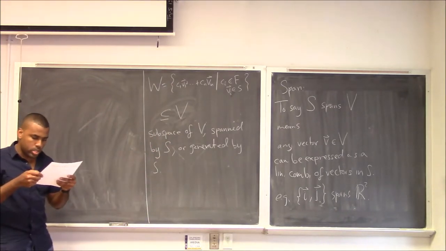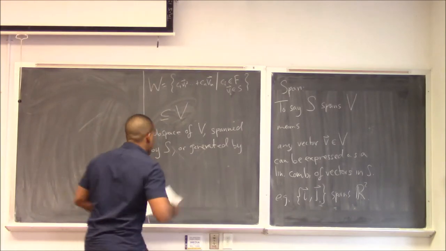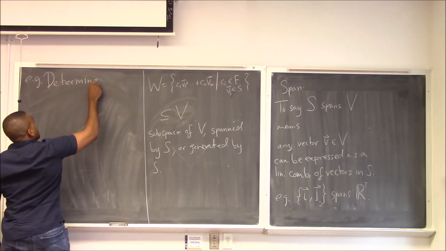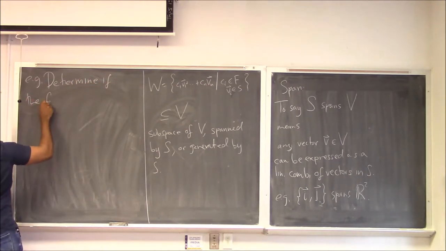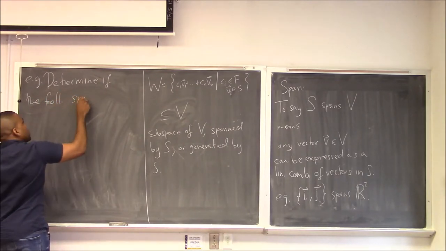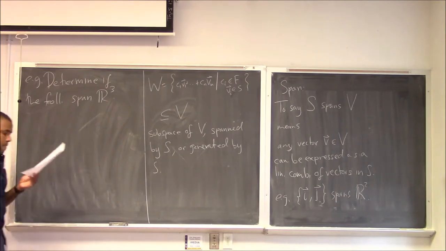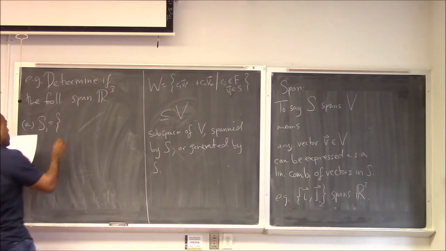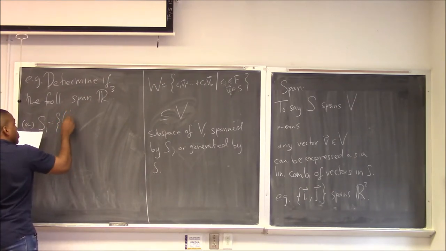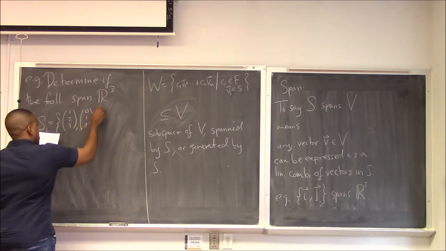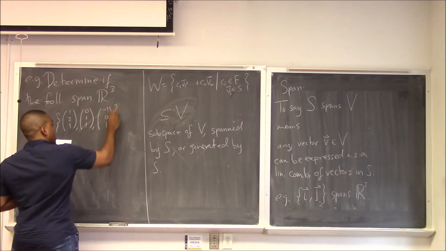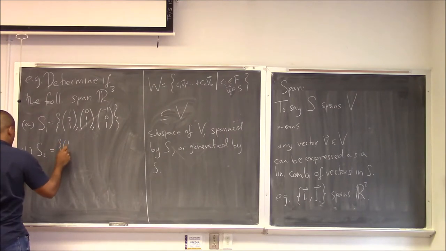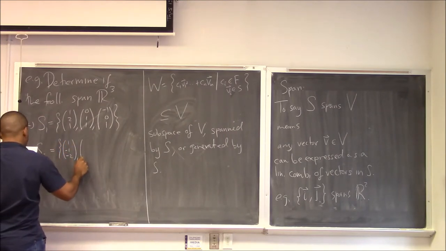Let's actually do an example. I think you have homework ones out like this. Determine if the following span. Here's my set S1, the vectors (1, 2, 1), (0, 1, 1), (2, 1). The second set is (1, -1), (-2, 2), (1, 1).